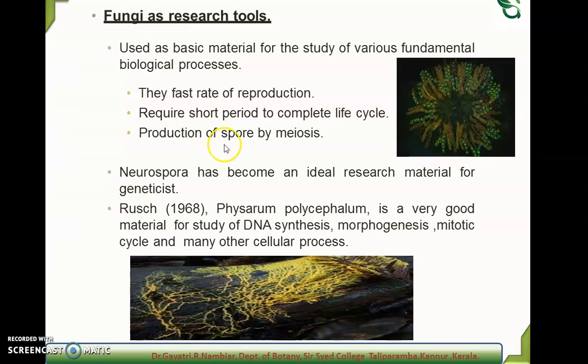And besides this, Physarum polycephalum is another example that is used for the study of DNA synthesis, morphogenesis, the mitotic cycle and many other cellular processes. So these two are very common examples where fungi are used as research tools. They are used in research because of the fast rate of their reproduction. They require only a very short period to complete their life cycle and the production of spores by means of meiosis.